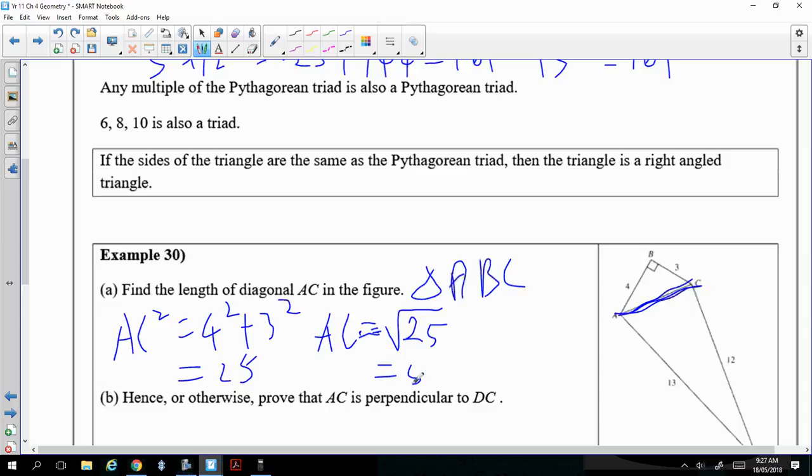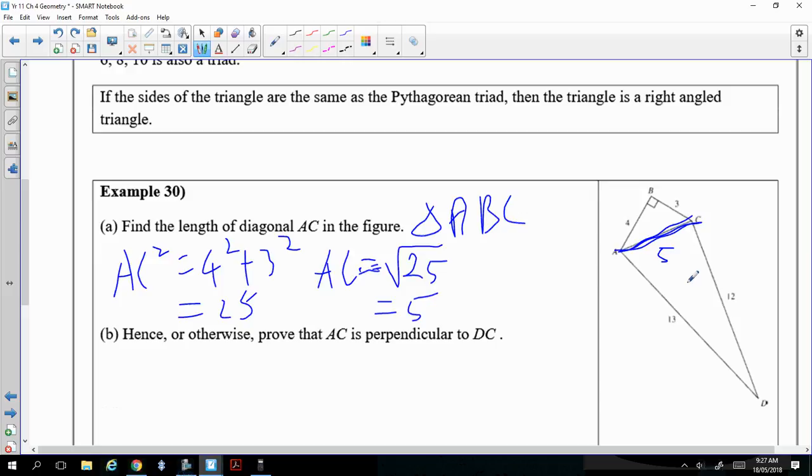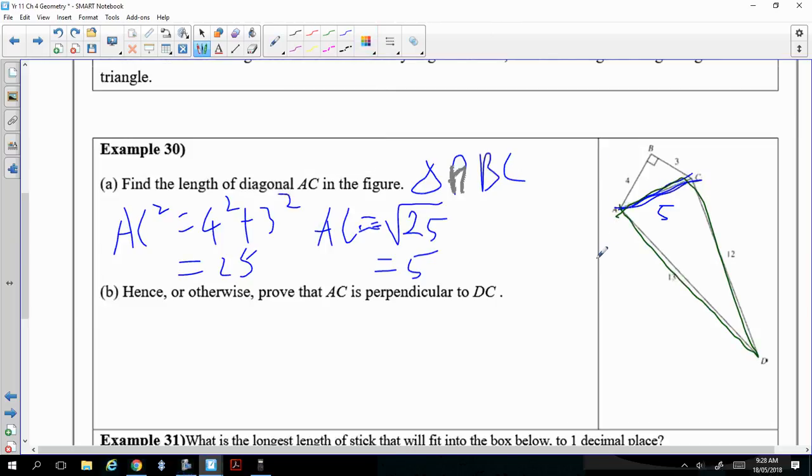Now we have to prove that AC is perpendicular to DC. Now, how do I do that? How do I prove 2 sides are perpendicular? Prove the triangle is a right angle triangle. Now, how do I prove this is a right angle? You just go like this. You go AC squared plus CD squared equal to 5 squared plus 12 squared, which is 169. And then you do AD squared equal to 13 squared, also 169.